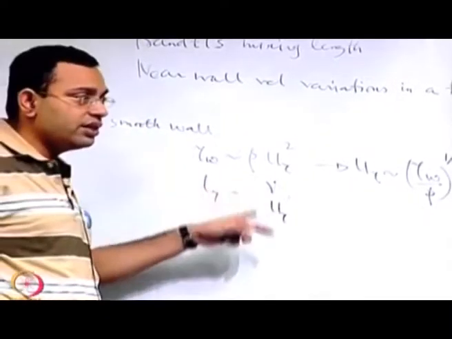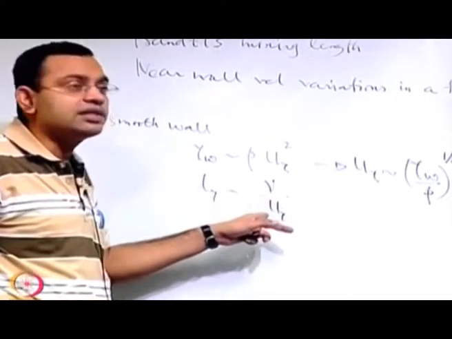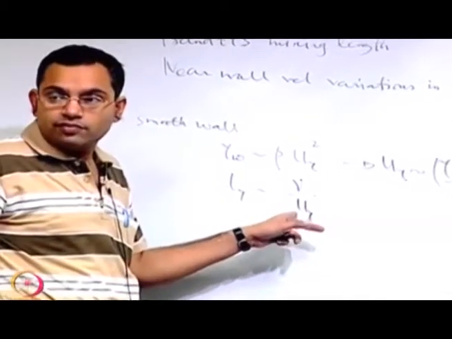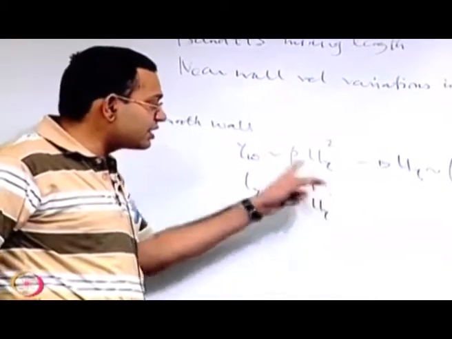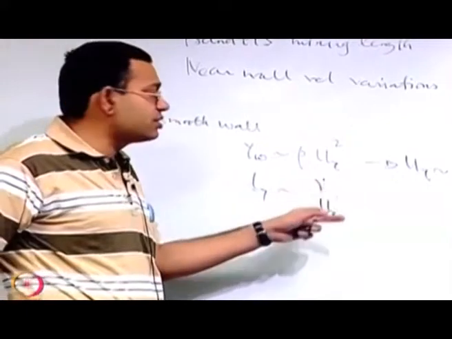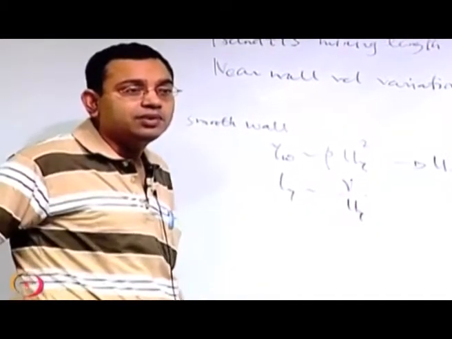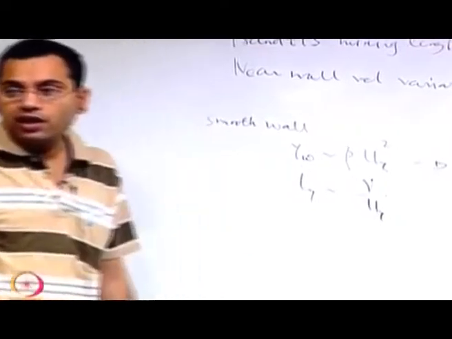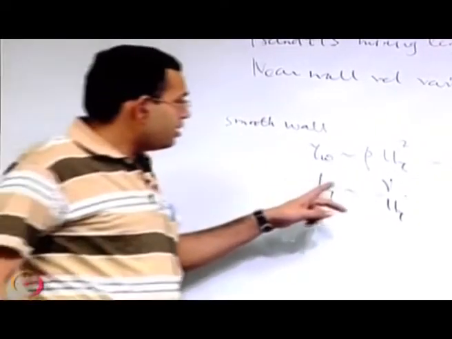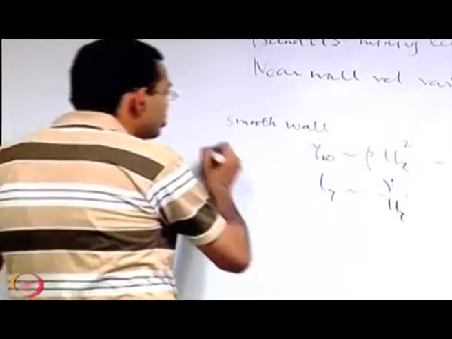Just look into the units: this is meter square per second, this is meter per second. So the correct length scale is governed by the kinematic viscosity, because at small scales the dissipation becomes more and more important, and so this is very close to the wall.